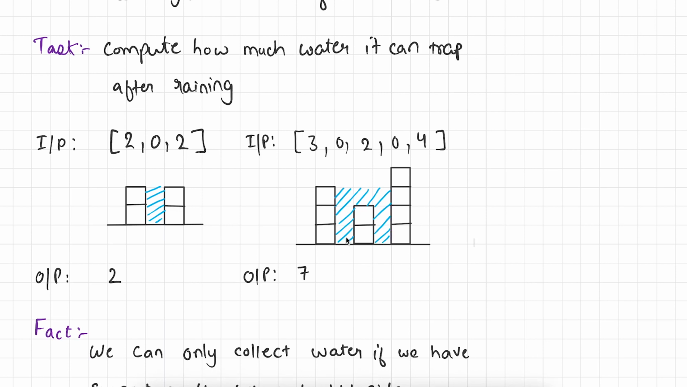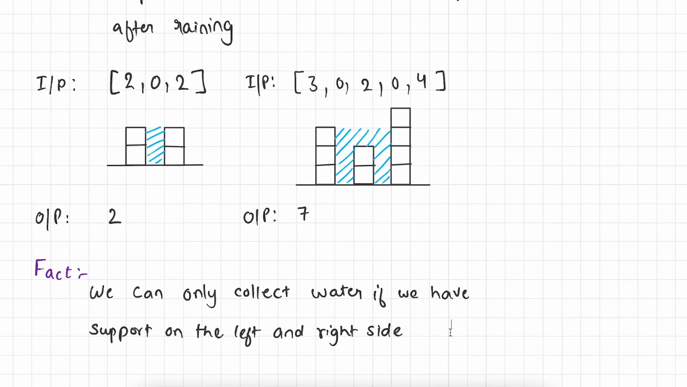On position 1 we can collect 3 units of water. Why? Because the minimum height of the bars around it is 3 here and here it is 4. And if we try to fill water above this level, it will simply overflow, right? So at position 1 we can collect 3 units of water. At position 2 we can collect only 1 unit of water, and on position 3 we can again collect 3 units of water. So the total units of water we can collect here is 3 plus 3 plus 1, that is 7. That is why the output of this input is 7.